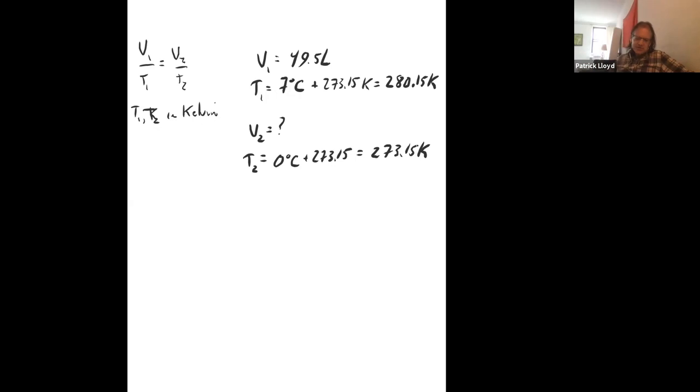Okay, does that make sense? So now let's come back. We want to find V2, so we're going to try to find this. So V1 over T1 equals V2 over T2. Just multiply both sides by T2.